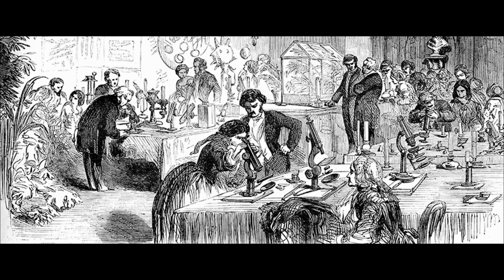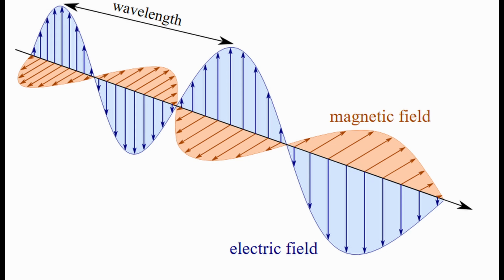Throughout history, these phenomena were treated as separate and independent. Only recently, in the past 200 years or so, has it been discovered that the electric and magnetic fields are actually two different manifestations of one single force, the electromagnetic force.